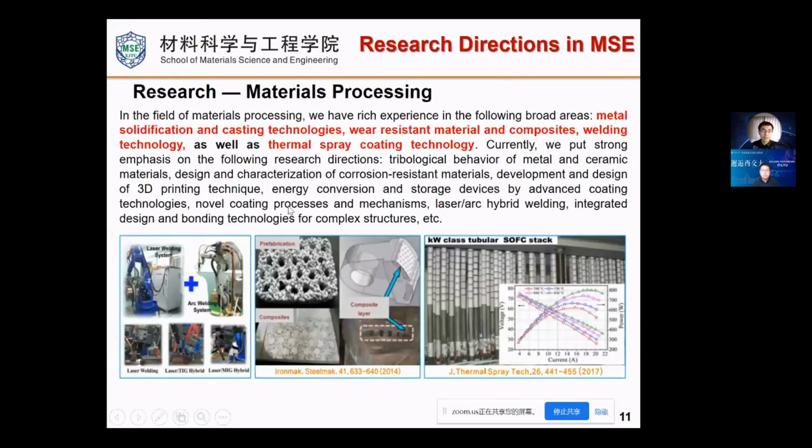And the next research direction is materials processing. In the field of materials processing, we have rich experience in the following areas, such as metal solidification and casting technologies, wear-resistant materials and composites, as well as thermal spray coating technologies. Currently, we put strong emphasis on the following research directions, such as novel 3D printing techniques, and energy conversion and storage devices by advanced coating technologies. These pictures show the equipment and some good results of materials processing.